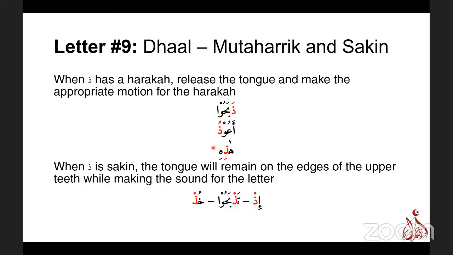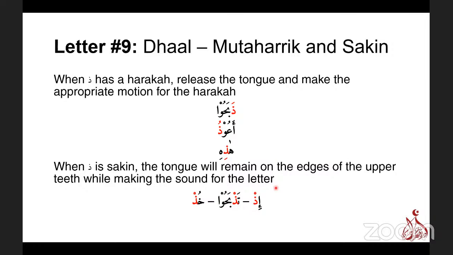You do not release it from the area because, like I mentioned before, there is a group of letters where you do release them when they're sakin: alif, jim, dal, qaf, ta, ba, kaf, and ta. Those are the letters where you have to release them when they're sakin, but for the majority of the rest of the letters, you do not release them when they are sakin. So that's the simple explanation of a Dhaal mutaharrik and a Dhaal that's sakin.